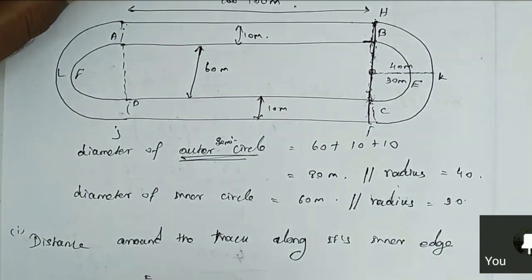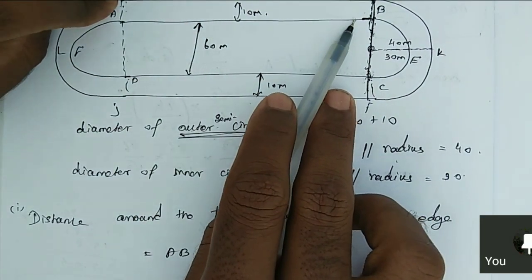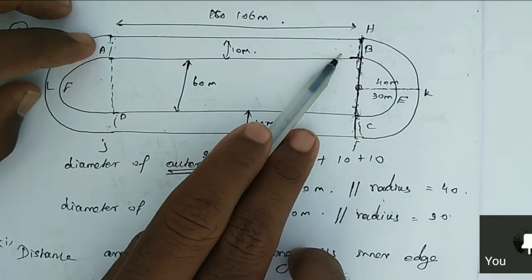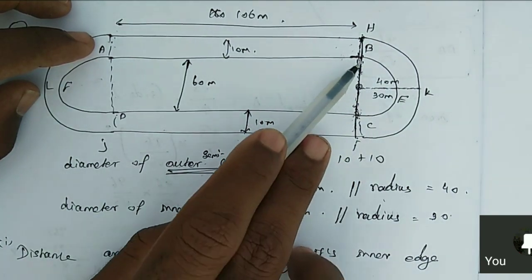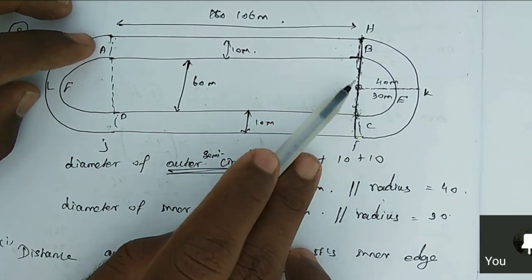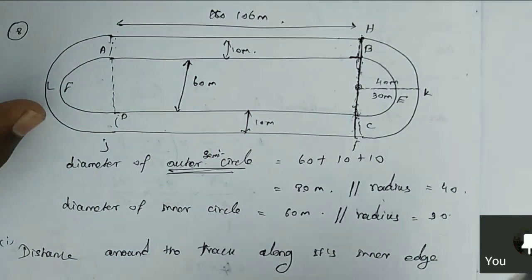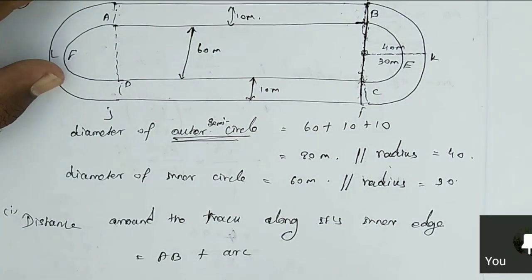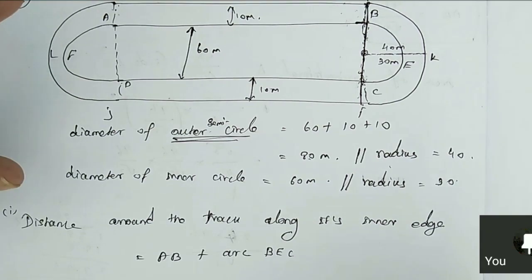Now, what is AB here? The length along the track. Length AB. Next, the inner arc. What is the name of the inner arc? BEC, otherwise you should write inner arc. So plus arc, you should write arc. We learned this in the 9th standard. That is arc BEC. Are you clear? Any doubt?